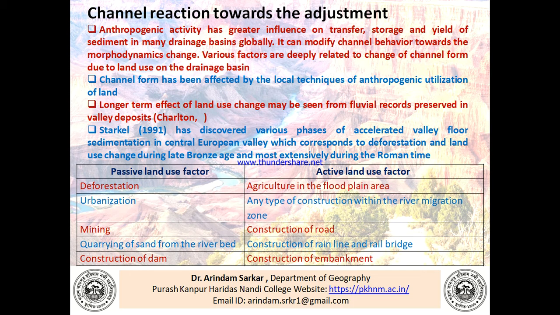Now the passive land use factors. What are the passive land use factors that have an effect on the channel adjustment? The passive land use factors are deforestation, urbanization, mining, quarrying sand from the riverbed, and construction of dams. And the active land use factors that have great influence on river adjustment or channel adjustment are agricultural practice in the floodplain area, any type of construction within the river migration zone, construction of roads, construction of rail lines, rail bridges, and construction of embankments.